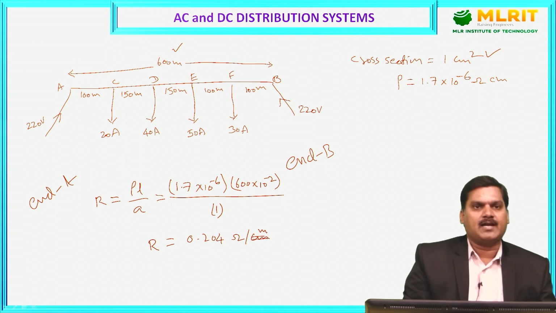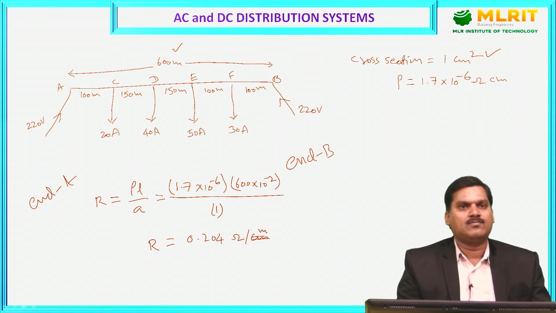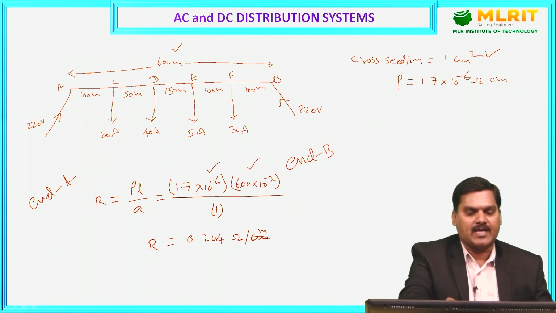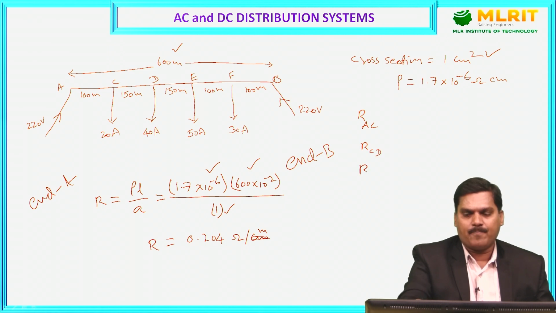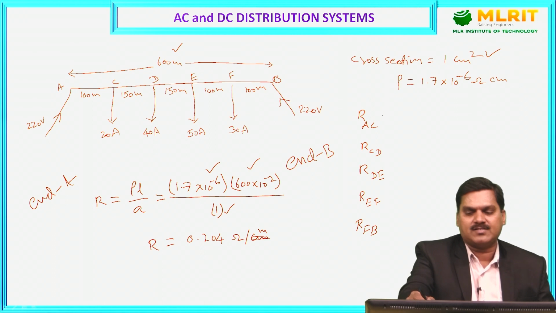So first we calculated the resistance of the distributor using the rho value, the length and the cross section of the distributor. By taking these three values we calculated the resistance of the distributor per meter. After that we have to calculate RAC, RCD, RDE, REF, RFB, the resistance of the distributor in each section.